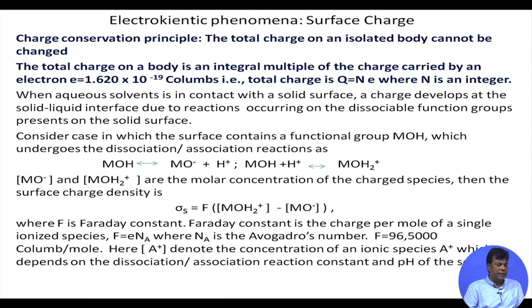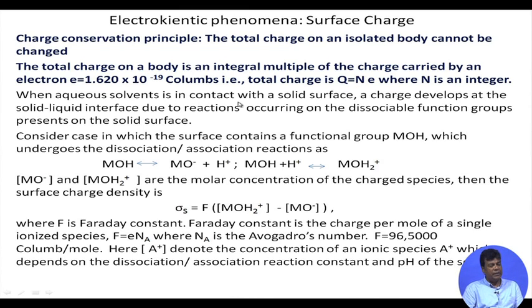Then another important principle is that the total charge on a body is an integral multiple of the charge carried by an electron, that is also referred to as the elementary charge, given by this. So, total charge will be q equals n e, where n is an integer. So, it cannot have a fraction or something.